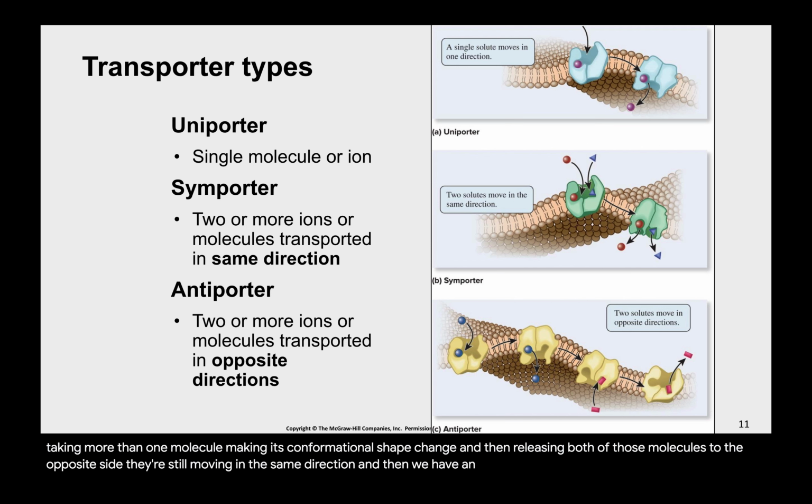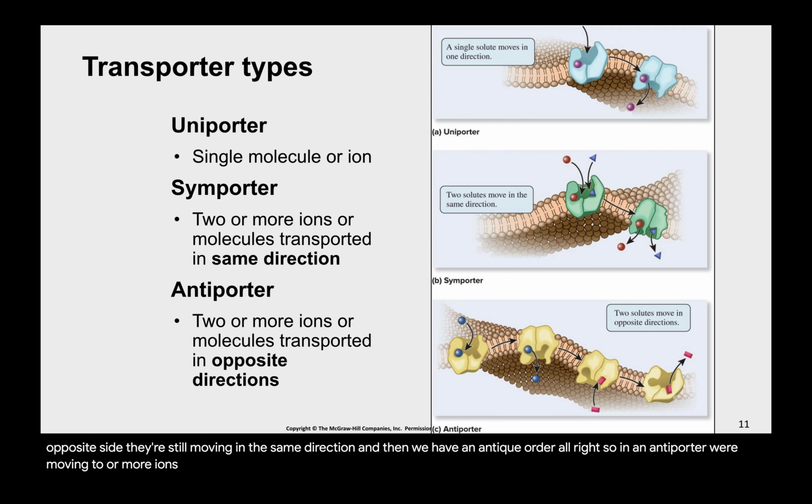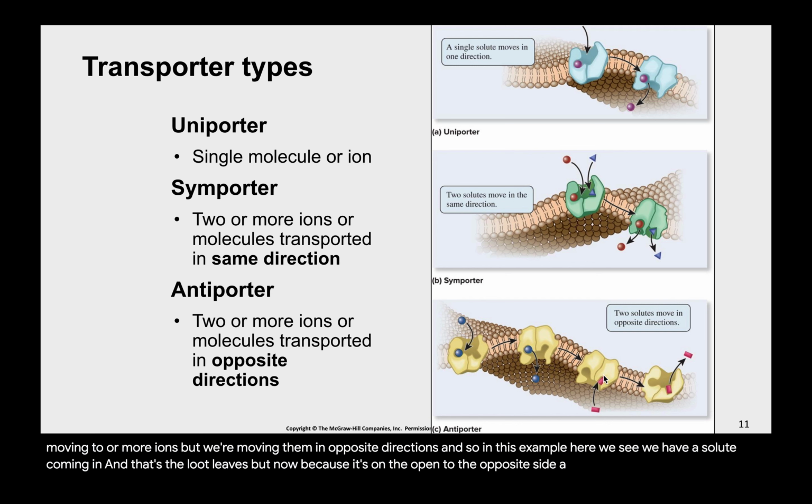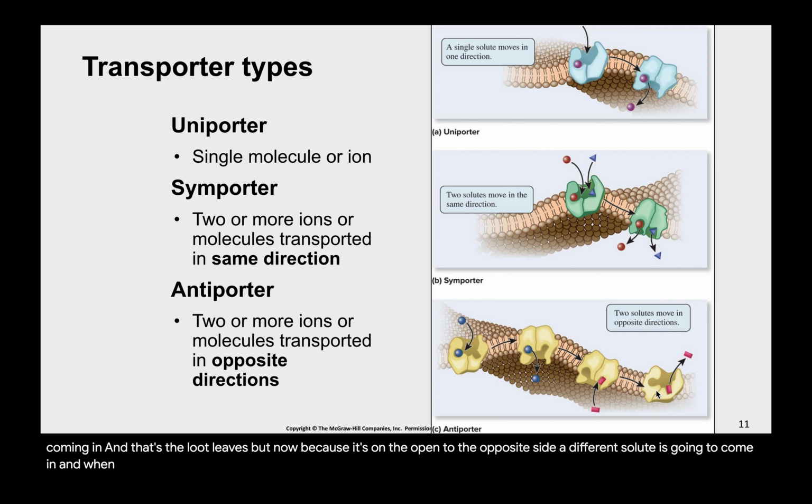And then we have an antiporter, right? So in an antiporter, we're moving two or more ions, but we're moving them in opposite directions. And so in this example here, we have a solute coming in, right? And going into this pocket, we have a conformational shift and that solute leaves. But now, because it's open to the opposite side, a different solute is going to come in. And when the molecule changes to be open to the side it was originally on, it's going to release that solute, right? So two or more ions transported in opposite directions.